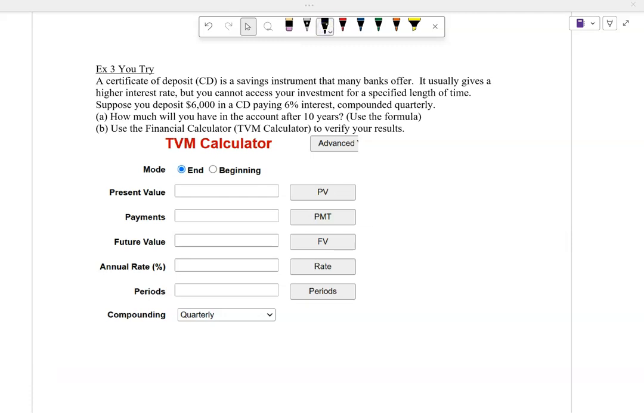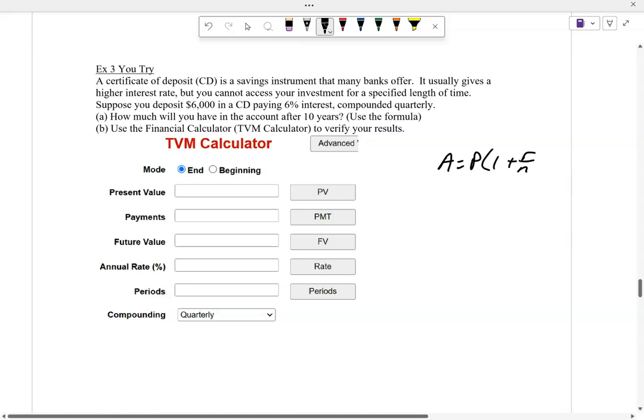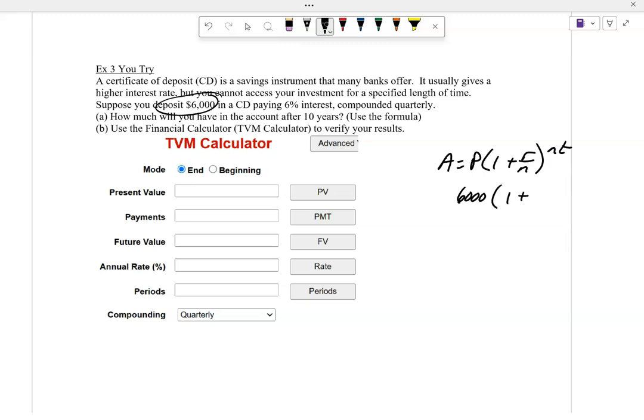And why don't we do it with the formula as well. So a CD, you know, you got to leave it in for a specified length. But suppose we're putting in $6,000. So there's our initial deposit, right? $6,000. It's paying 6%, so 0.06. It's compounded quarterly. 4 times a year would be quarterly. So N is 4. And how many years are we doing this for? 10 years.